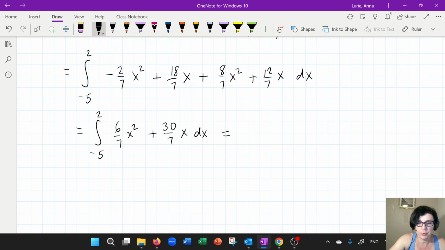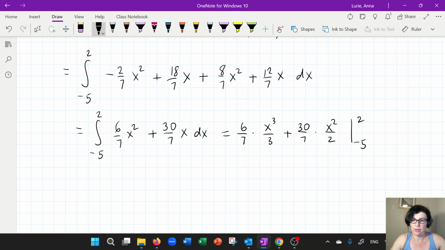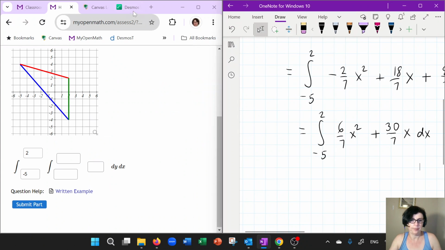Okay, so now we just have to integrate. We'll keep the 6/7, so that becomes x cubed over 3, plus 30/7, and this is x squared over 2. Okay, now the rest we can do on a calculator. So let me show you how I would do that.